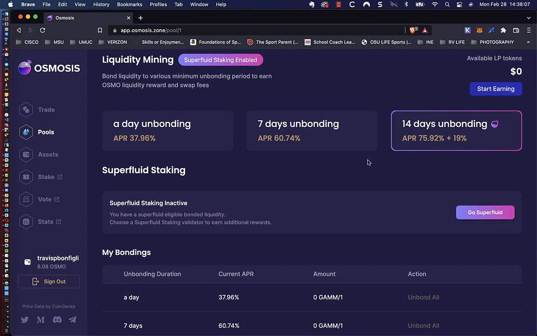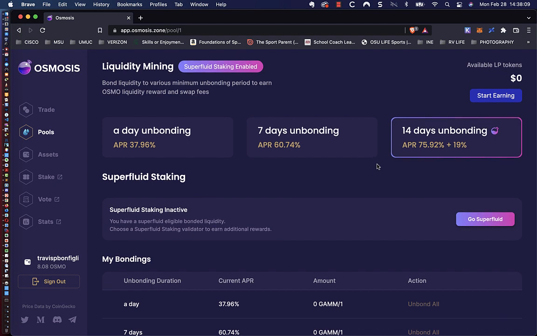Now, as I highlighted in my previous video, the link to which is down below, and I covered a bunch of the different staking methods. If you have the liquidity pair, right, the LP tokens, which in this pool, pool number one, which is the only pool that Superfluid Staking has been enabled on the Osmosis Zone, you now are going to be able to sort of double dip here.